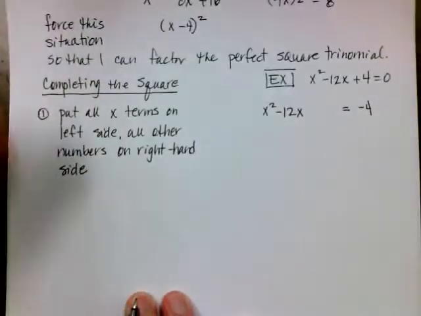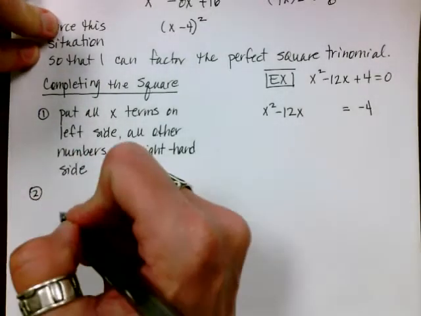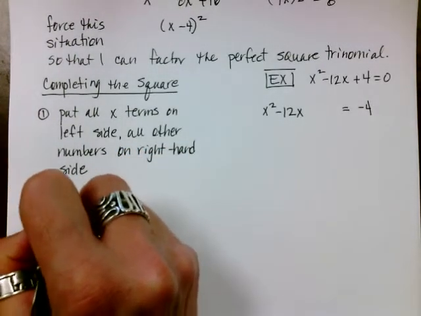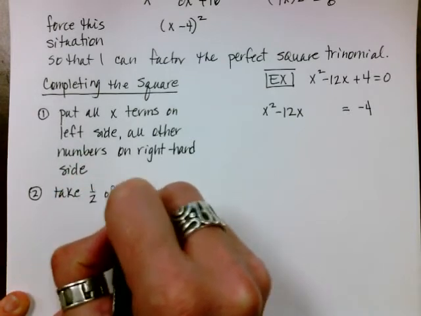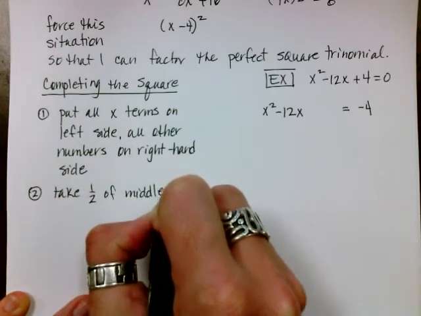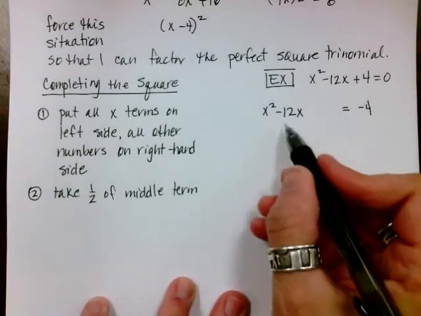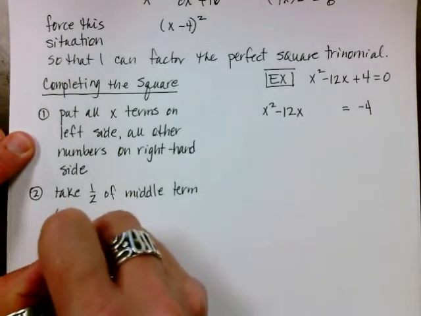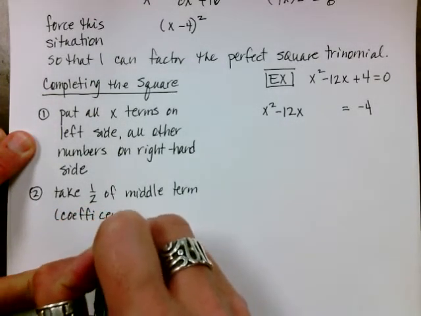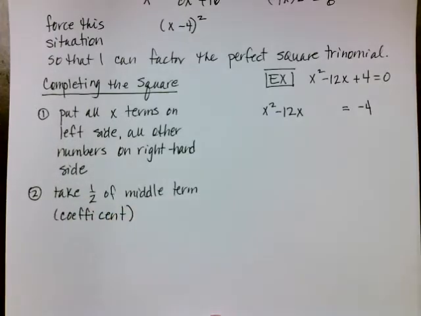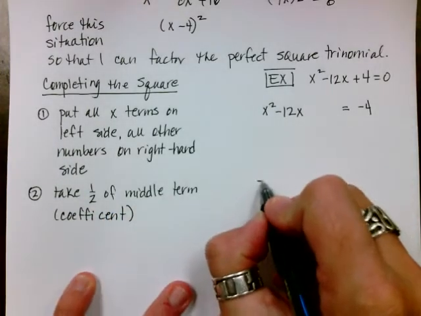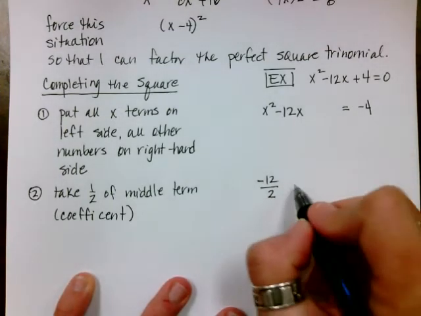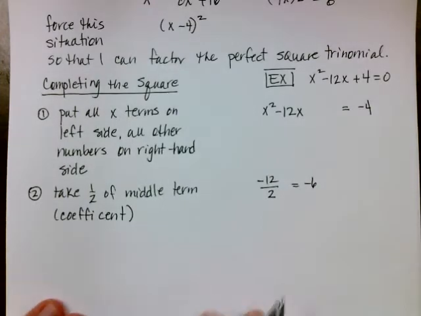The second step, if I can not touch my computer so I don't kill it, the second step is I'm going to take half of the middle term. Okay, so my middle term is, I'm looking only at the coefficient, so I'm going to write the coefficient because I really don't need to manage the variable. I'm just going to look at the coefficient. So if I take a negative 12 and I divide it by 2 or multiply by a half, it's the same thing, I get a negative 6.